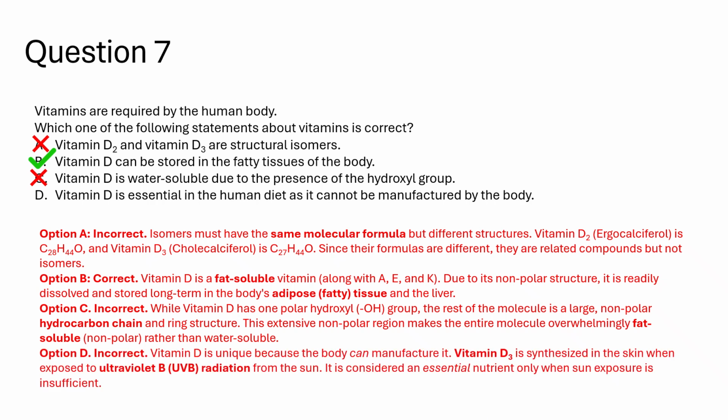Option D, incorrect. Vitamin D is unique because the body can manufacture it. Vitamin D3 is synthesized in the skin when exposed to ultraviolet B, UVB, radiation from the sun. It is considered an essential nutrient only when there is insufficient sun exposure.